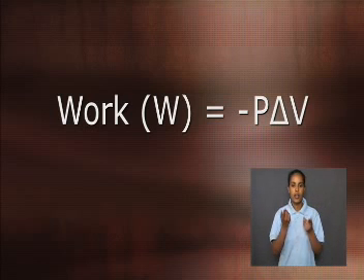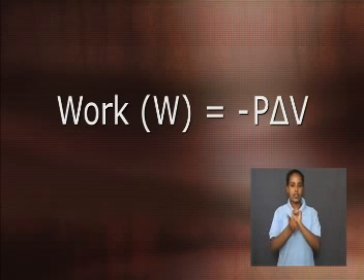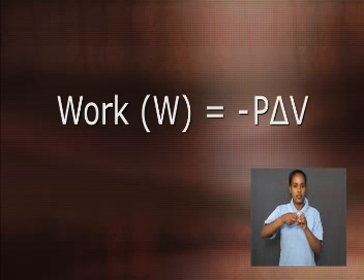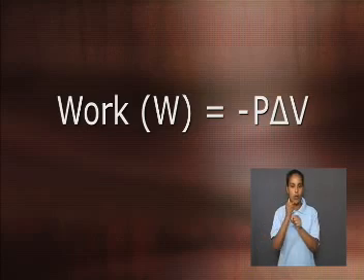When a gas expands, the change in the volume of the gas is positive and the work is negative. This negative quantity shows that the system has lost energy. The energy that was lost is transferred to the system's surroundings. When a gas is compressed by its surroundings, the change in the volume of the gas is negative and the quantity of work is positive.